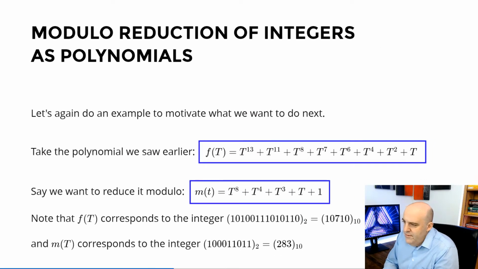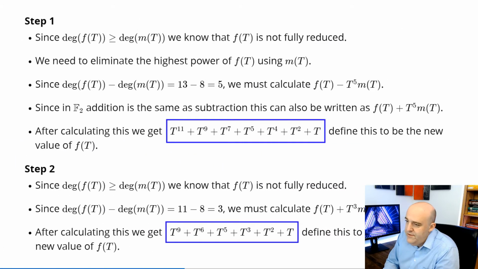Now we're going to do something similar, but instead of multiplying, we're going to write a function that simulates modular reduction of integers as polynomials. So just to see what we mean, let's do an example again. Why don't we take that 13th degree polynomial that we just saw, we'll call it f of t, and then we'll define that polynomial m of t that we saw earlier to be t to the 8 plus t to the 4 plus t cubed plus t plus 1. Notice f of t corresponds to that binary sequence, which in base 10 is 10,710, and m of t corresponds to that binary sequence, which is 283 in base 10.